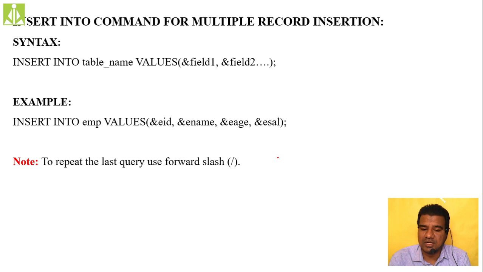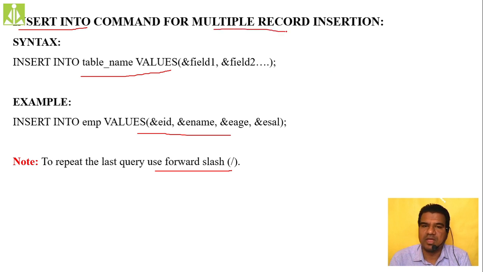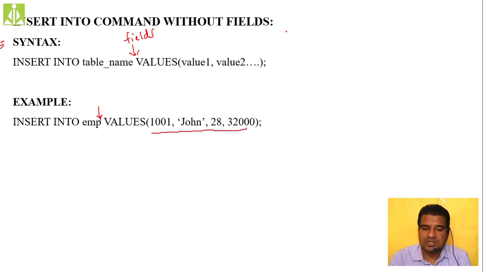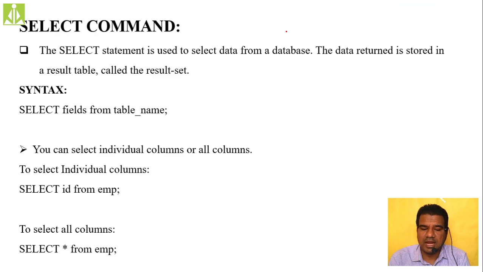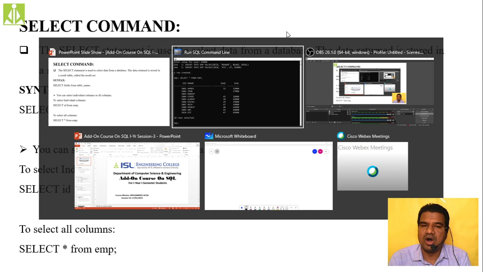Okay, insert into command. See here I have given that statement also. To repeat the last query, use forward slash. So here I have given the complete command, and here I have given the syntax for using insert into for multiple record entry, everything we discussed. Okay, so the select command. Once we go there and see, selecting individual fields and selecting all the fields.